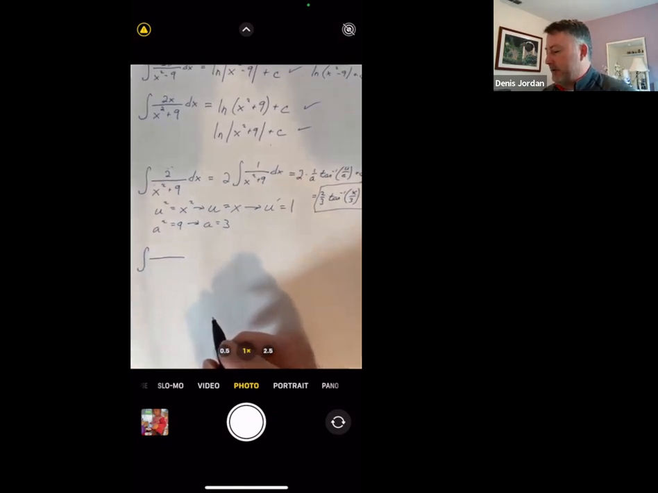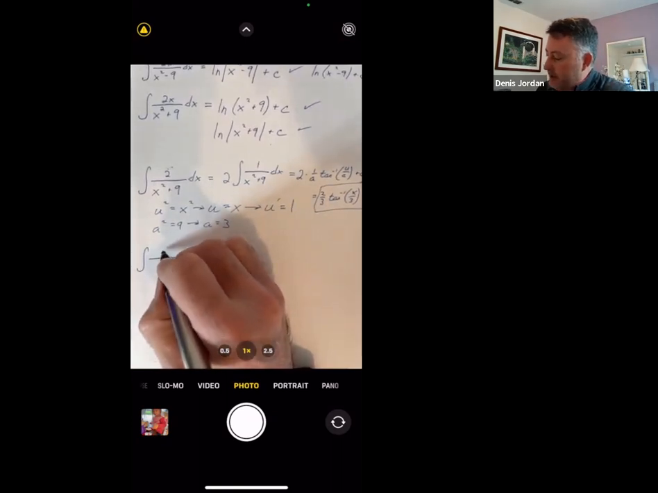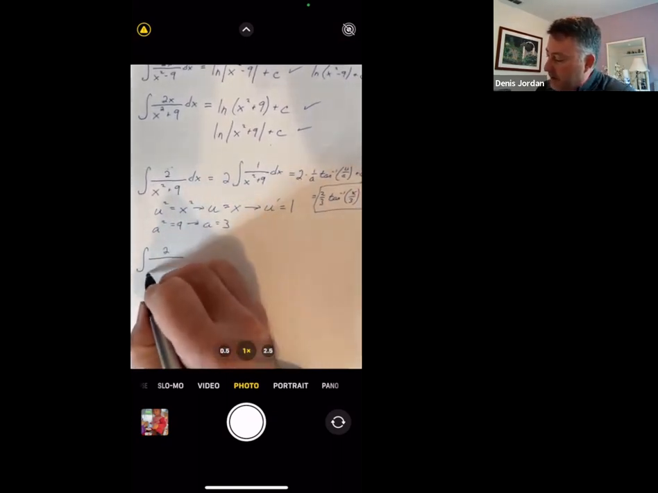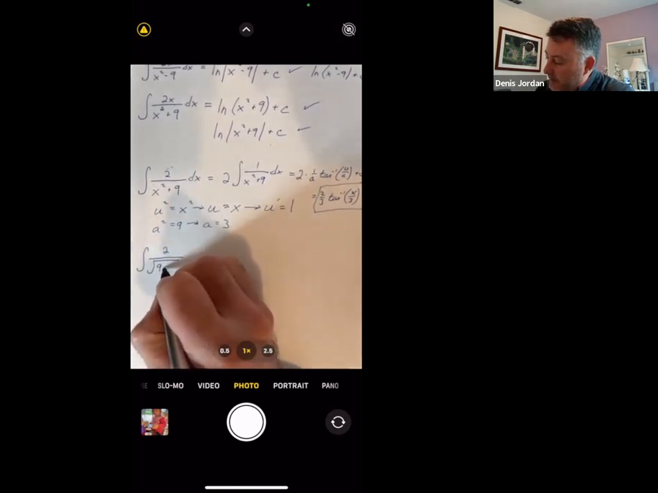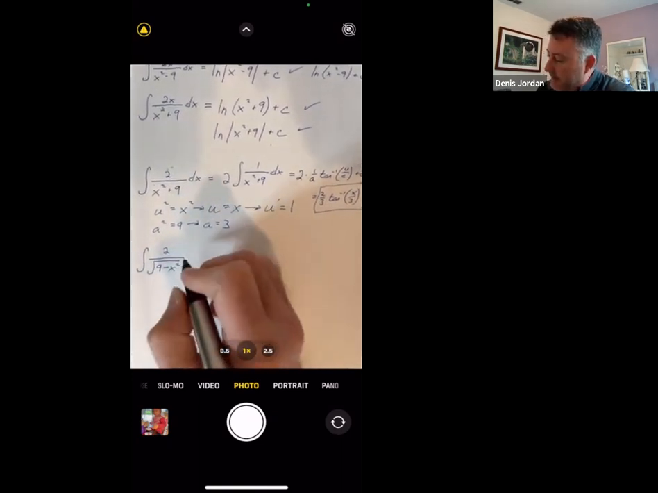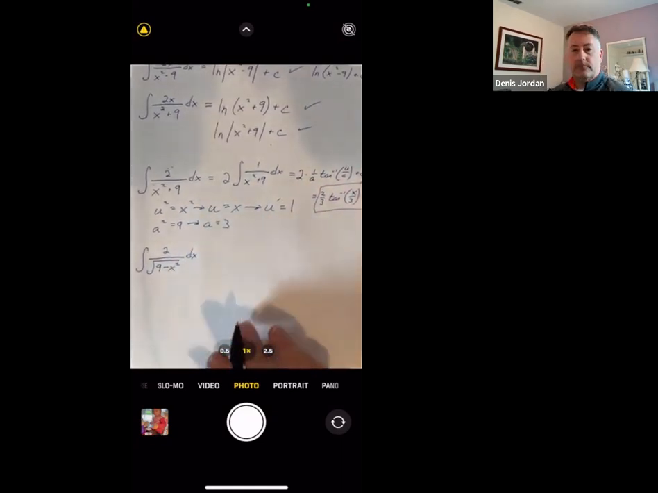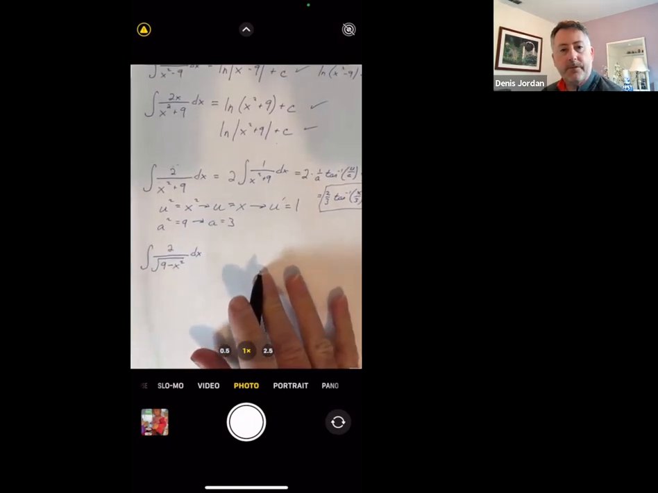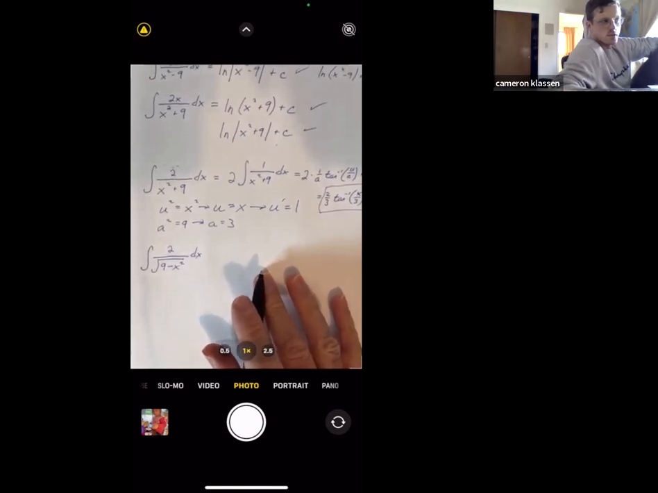Okay, let's take something similar again. Let's do 2 over root 9 minus x squared dx. Would that just be 2 arc sine x over 3?